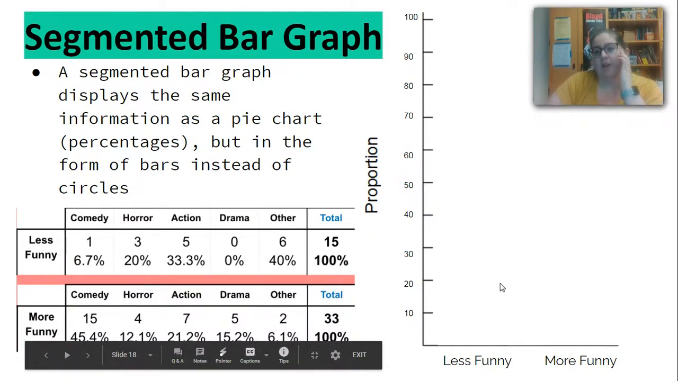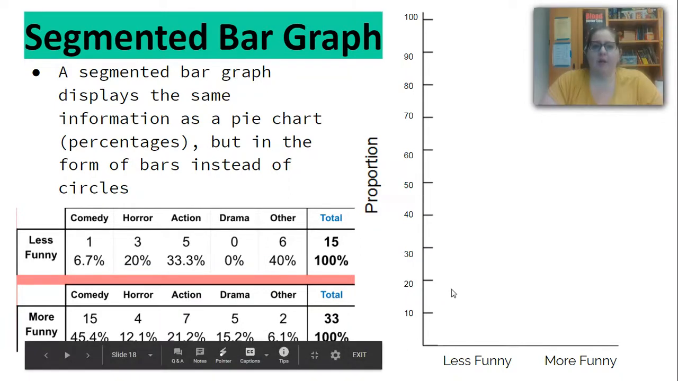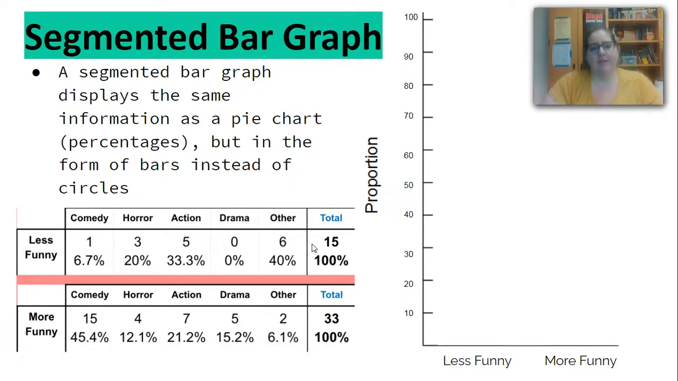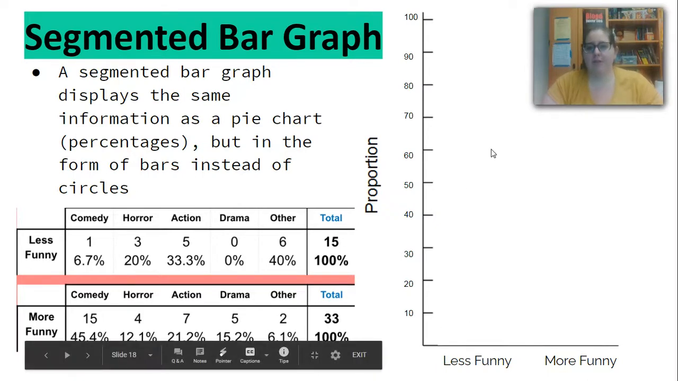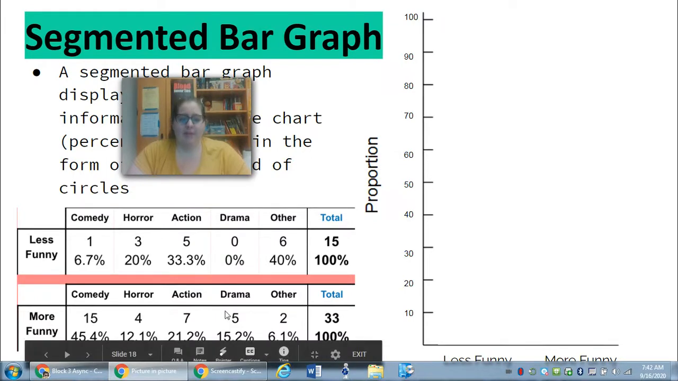Another thing we can draw, and this is a really good way for you to draw on paper if you needed to draw a graph that showed the percentages, because it's a lot easier to draw than a pie chart where you have to figure out how big the slivers should be. So a good way to draw those percentages is to use what we call a segmented bar graph. It displays the same information as a pie chart, which is percentages, but in the form of bars instead of circles. So I have my percentages here from my conditional distribution that I did a minute ago, right?